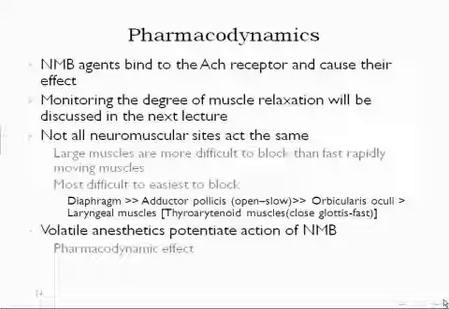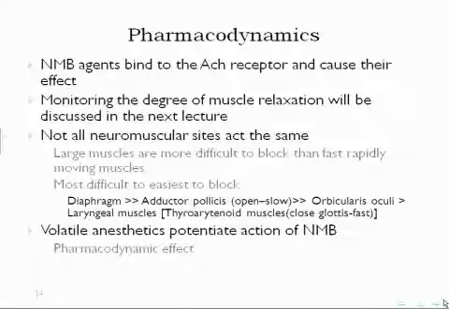You need to monitor the degree of muscle relaxation. Basically, we'll be discussing in the next lecture the different kinds of twitch monitoring. So hopefully you'll be able to understand a little bit about what twitch monitoring really does. Not all neuromuscular sites act the same, and that's really important for you to understand. The large muscle groups that are slow, okay, diaphragm, skeletal muscle, tend to be more resistant to paralysis. Muscles that are fast, eyes, facial muscles, things that act quickly, tend to be more susceptible to a neuromuscular blockade.